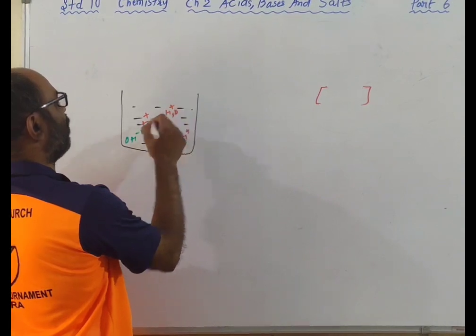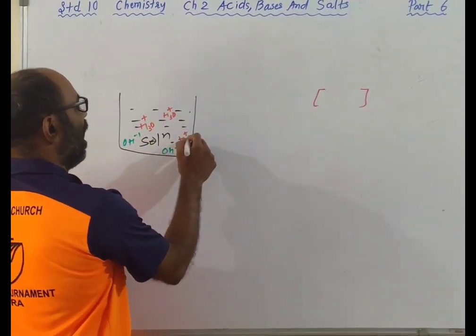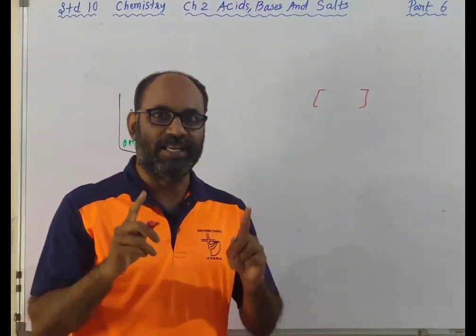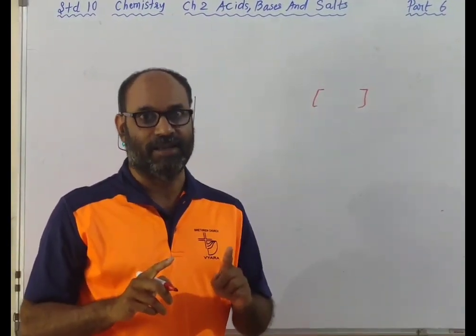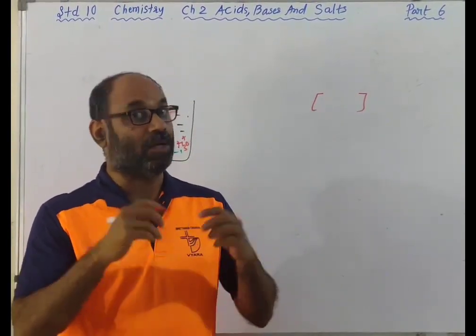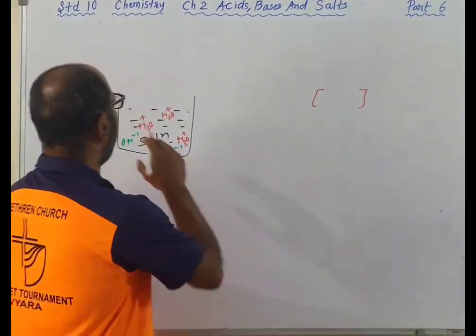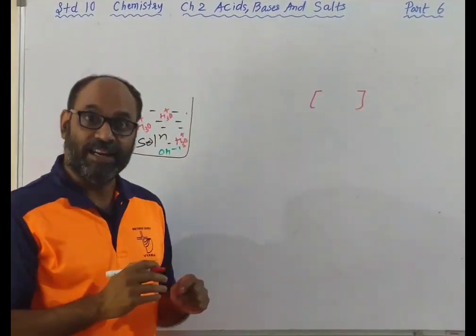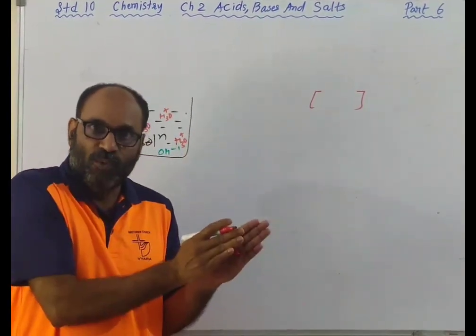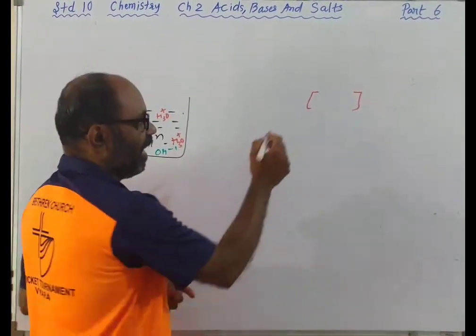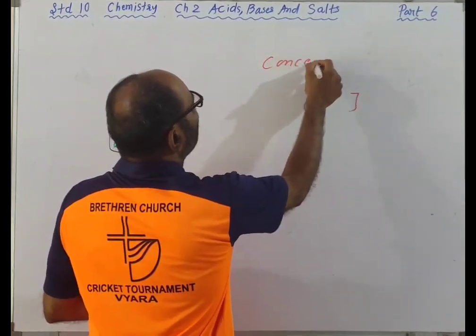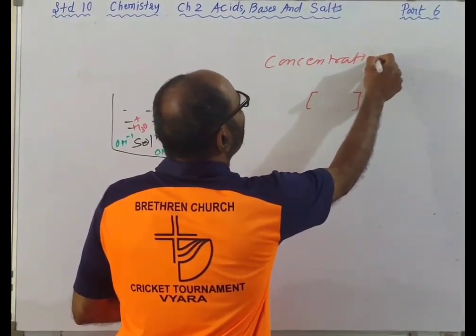Alright. Now, the number of hydrogen, yeah, you can say hydronium. Actually, I've told you, hydrogen ion is highly unstable. So again it reacts with water and forms hydronium ion. So we should always write hydronium ion. Alright. Number of hydronium ions per unit volume of solution, that is called concentration.